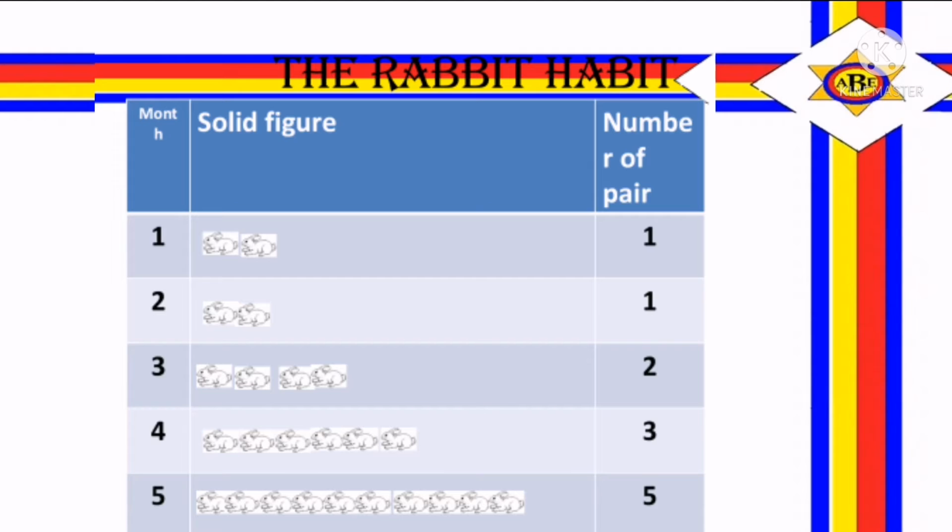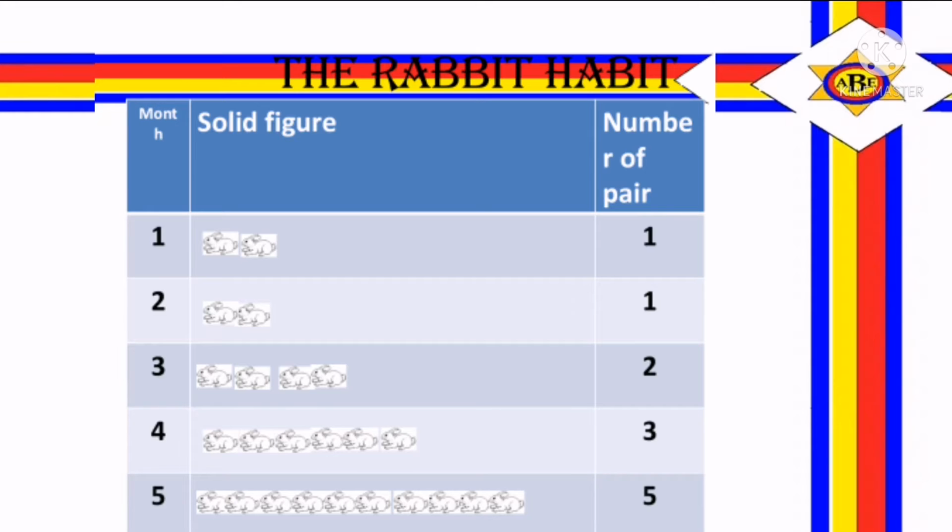Now let's have an example. The rabbit habit. On the first column we have the months, 1 to 5 months. Then we have the figure of rabbit, the solid figure. Then on the third column we have the number of pairs of rabbits. As you can see, on the first month, in the solid figure, we have 2 rabbits or 1 pair of rabbits. So that's why the third column is 1.